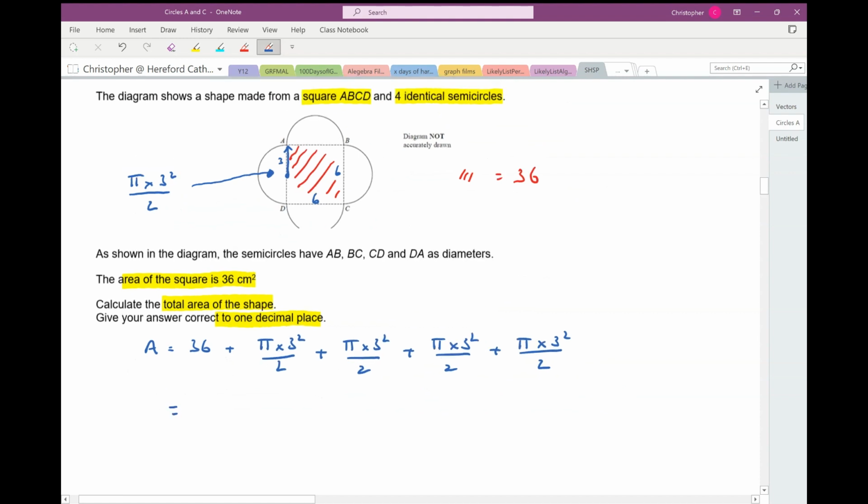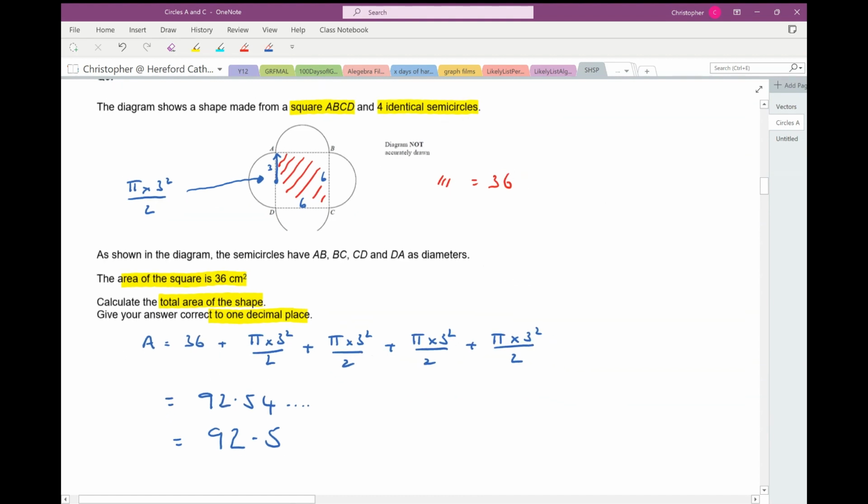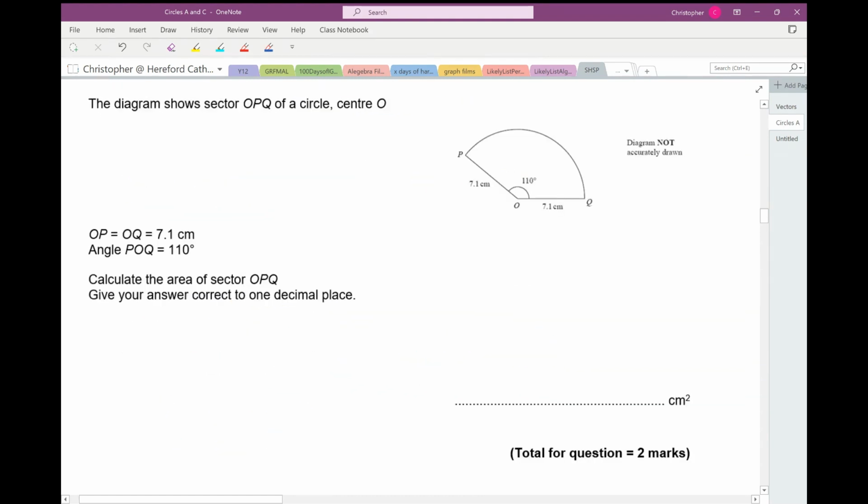Right, if I put all that into my calculator, I get the answer 92.54 with lots more digits. So to 1 decimal place, my answer is 92.5 square centimetres. Question 4.